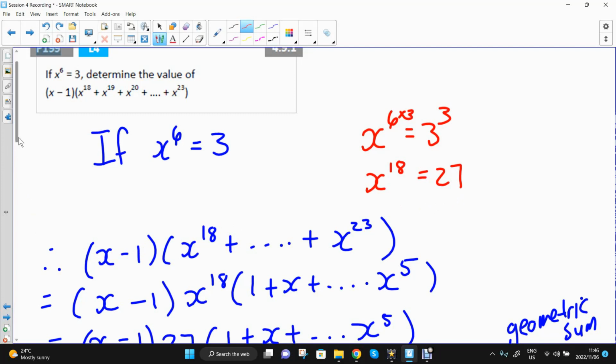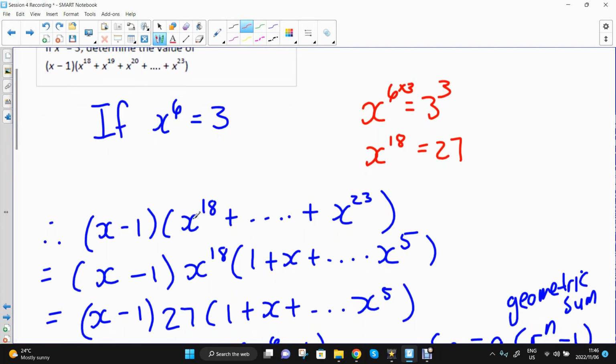Now, looking at what they gave me, I can definitely take out a highest common factor from this massive expression, because x to the power 18 will divide into all of these terms. So I took that x to the power 18 out of this bracket, and then I've got 1 plus x, and then all of those will be 18 less. So your last term, if you take 18 x's out, there will only be 5 x's left.